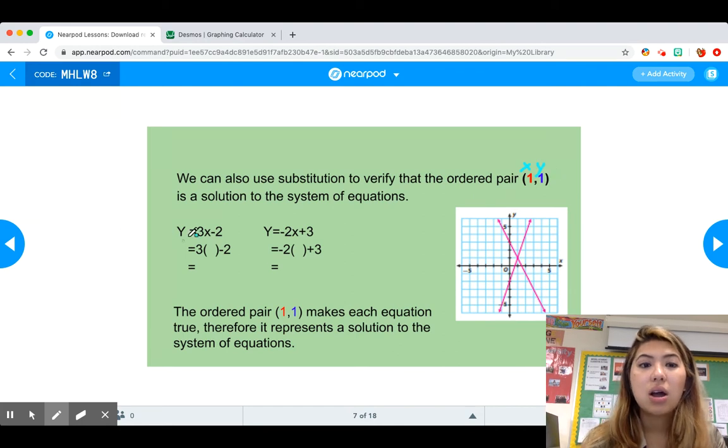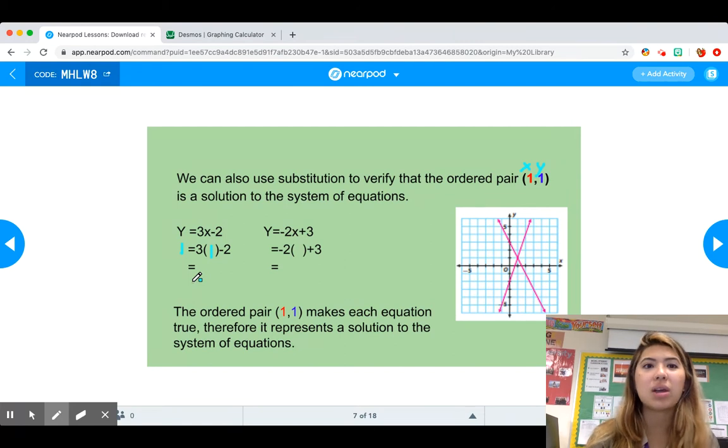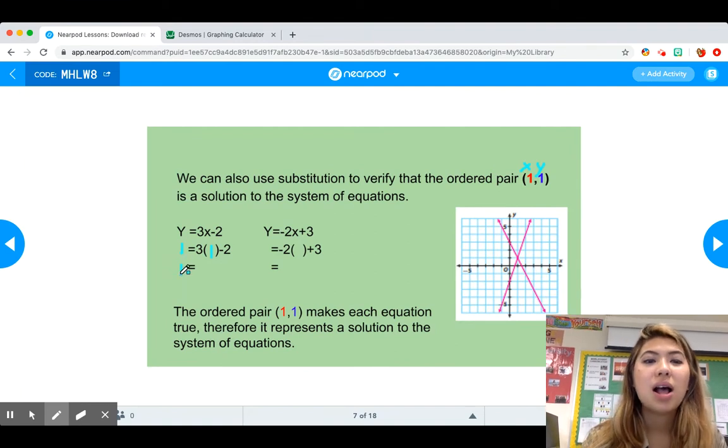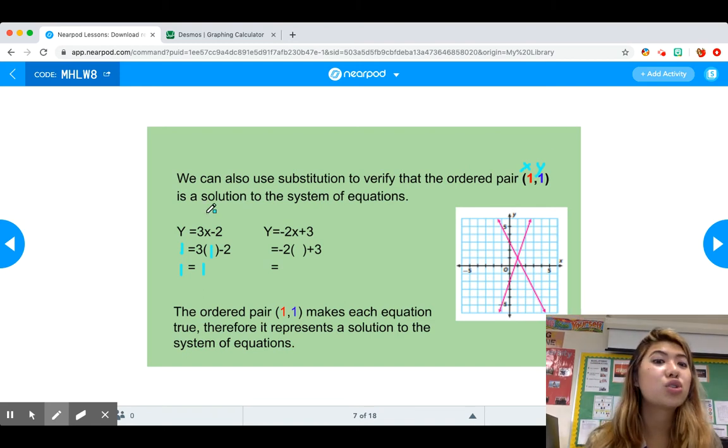So we have y is equal to 3x minus 2. When we plug in the points, we have 1 is equal to 3 times 1 minus 2. And so to confirm or to verify whether this is a solution to the equation, we have to see if both sides of the equal sign are balanced. And for them to be balanced, they need to equal each other. So we have 1 on the left side, and then on the right side, we have 3 times 1, which is 3, and then 3 minus 2, which is 1. So as you can see, 1, 1 is a solution to 3x minus 2 is equal to y.